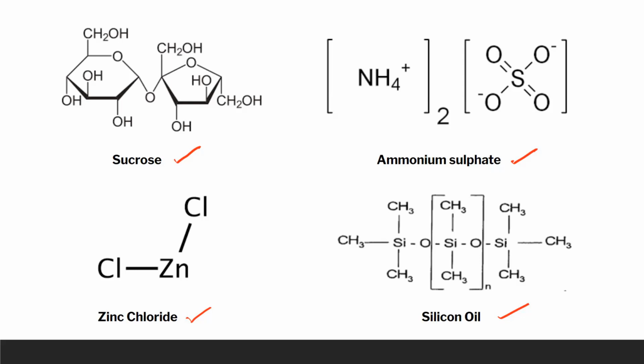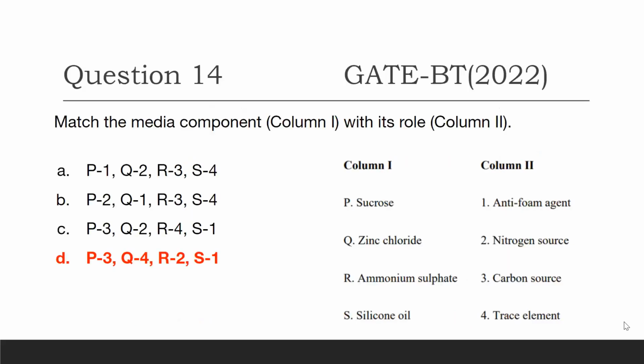So the correct answer in this case would be option number D, which is P3, Q4, R2 and S1. P, that is sucrose, is a carbon source, right? Q, which is zinc chloride, is a trace element. R, which is ammonium sulfate, is a nitrogen source. And S, which is silicon oil, is an anti-foaming agent. So the correct answer in this case would be D.